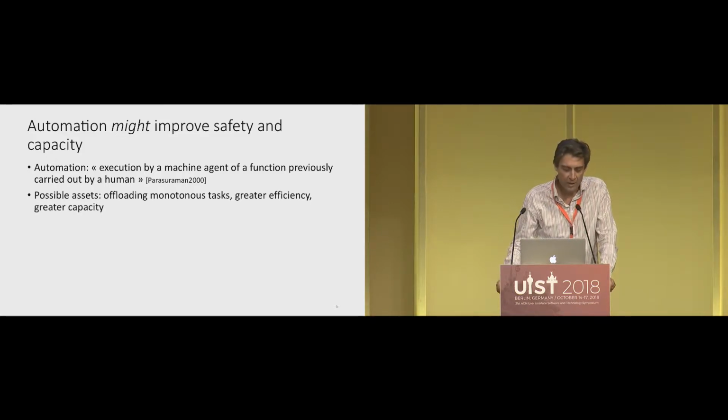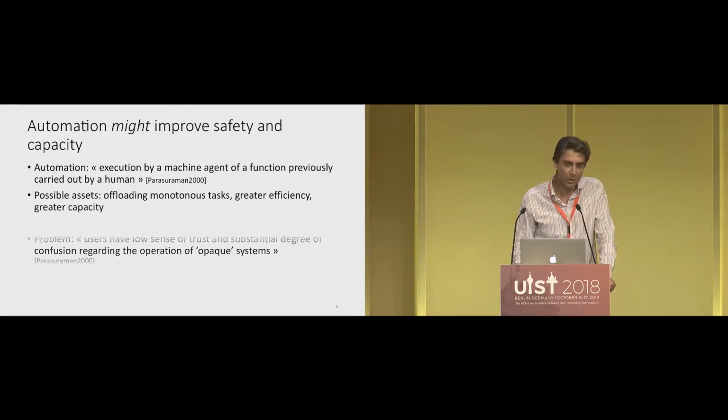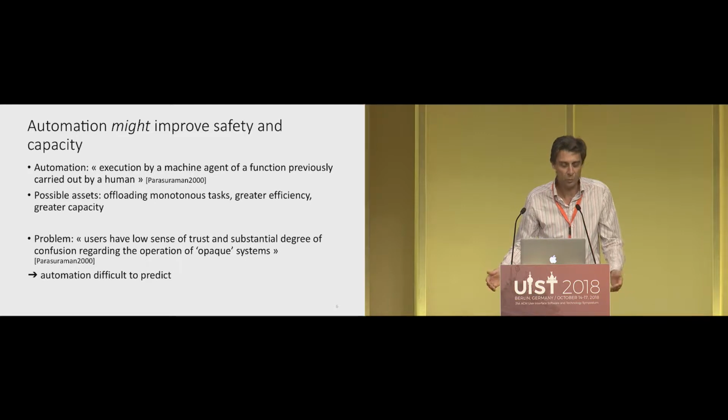You might have noticed that the title says automation might improve safety and capacity. The "might" is important. It's because automation is also problematic. Previous studies have shown that users have a low sense of trust and a substantial degree of confusion regarding the operations of opaque systems. This has the consequence that the automation is difficult to predict. And of course, one of the problems here is this notion of opacity.